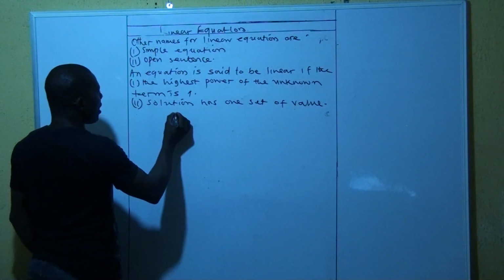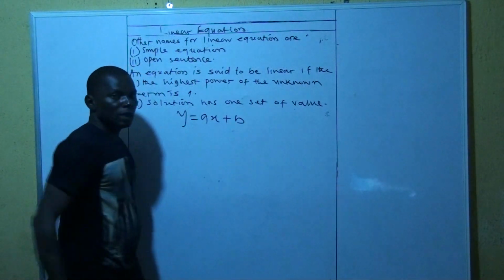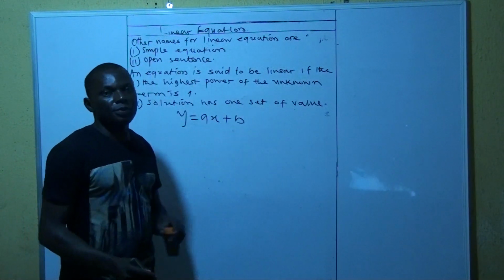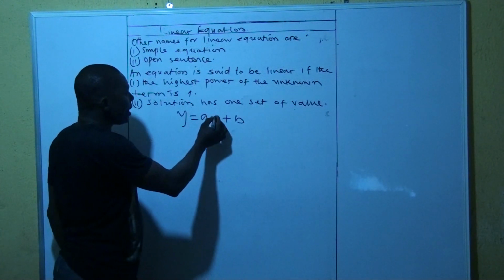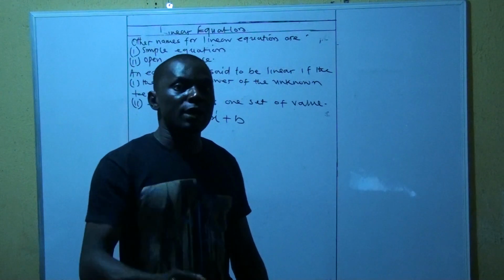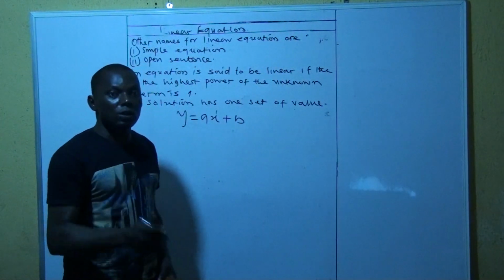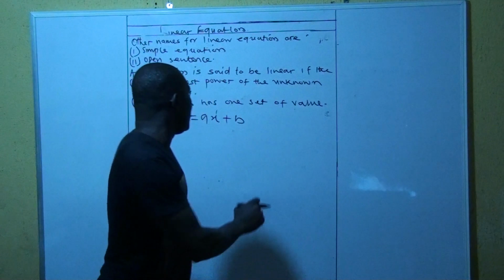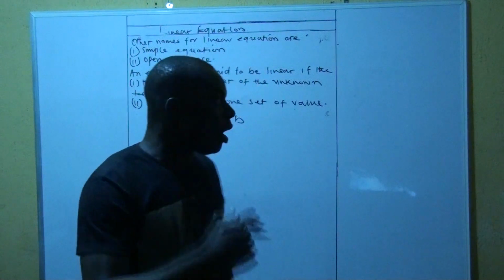So here we have y = ax + b. In this equation, the unknown term is x. Any time the highest power of x in an equation, or of what you are trying to look for, is 1, such an equation is referred to as a linear equation. This is the first condition that makes an equation a linear equation.